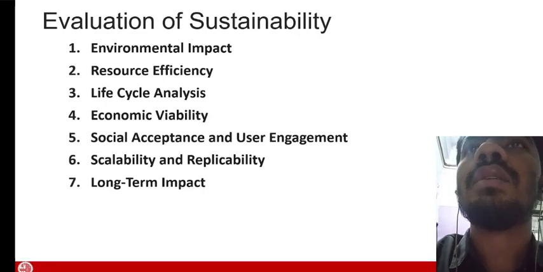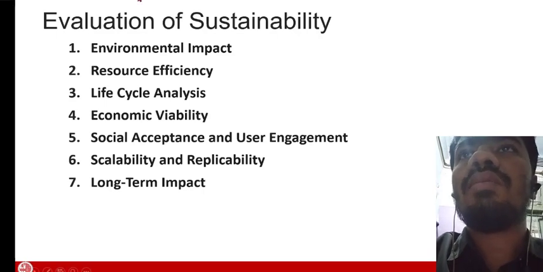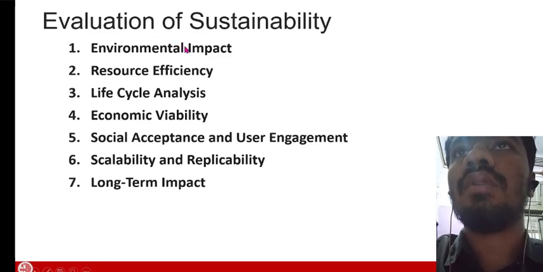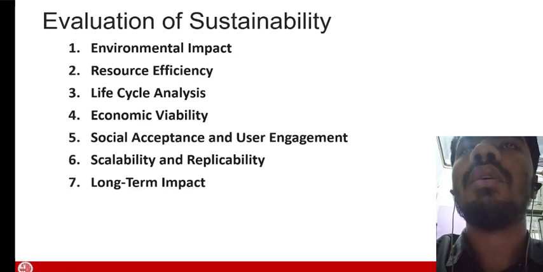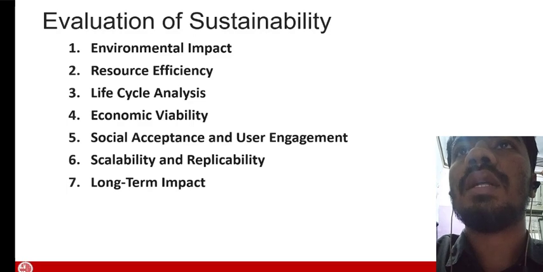Evaluation of sustainability. Environmental impact: in our project, we are not using materials which have a bad impact or are non-biodegradable, so it is environmentally friendly, and the project is mainly aimed at improving energy efficiency.